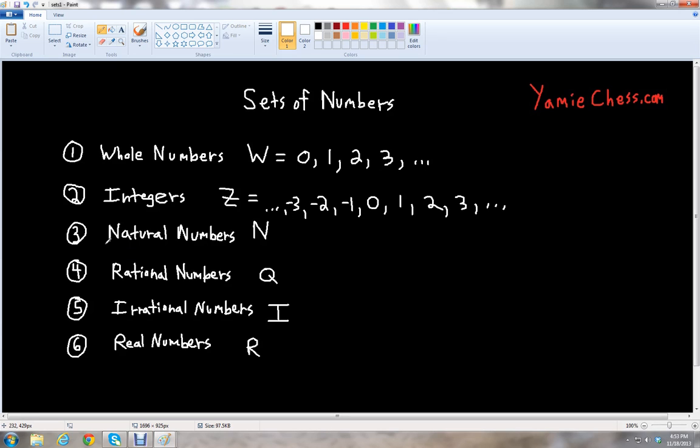And then the third set we'll look at is the set of natural numbers represented by the letter N. So the natural numbers are like the whole numbers except it does not include 0. So we'll just leave 0 out. So we'll just have 1, 2, 3, etc. So the natural numbers are like the whole numbers except we do not have the number 0.